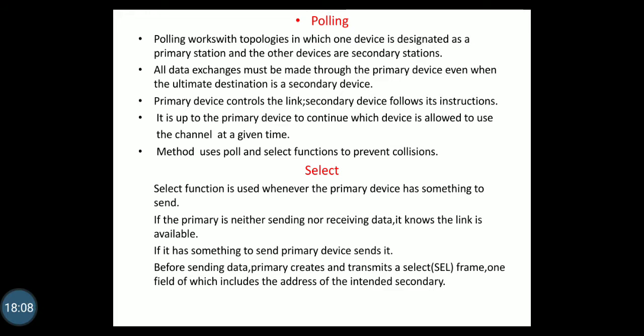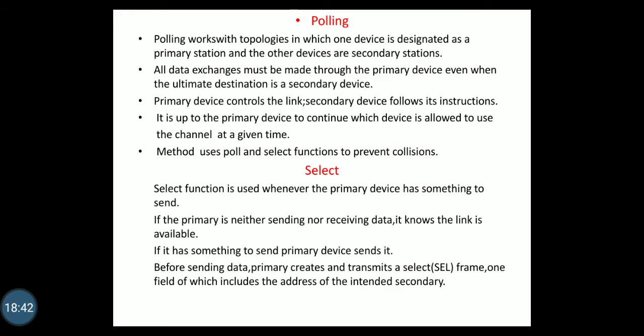So it is left to the primary device to determine which device is allowed to use a channel at a given time. So it is said that the initiator of a session is always the primary device. This polling method uses poll and select functions to prevent collisions. The drawback of this is that if the primary station fails, the system goes down.